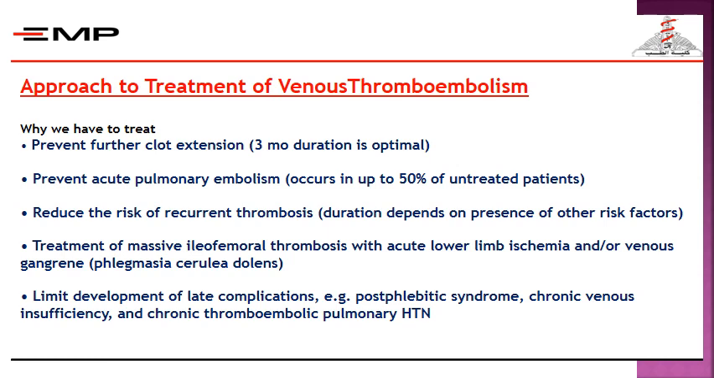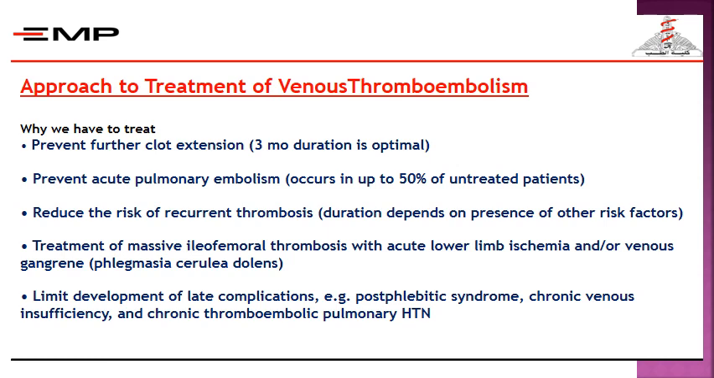How can we treat a patient with venous thromboembolism? First, why do we have to treat? We have to treat to prevent extension of the blood clot. So we usually give the anticoagulant treatment for 3 months in the first attack. Second, to prevent acute pulmonary embolism. If we leave the patient with DVT, he may die from pulmonary embolism.